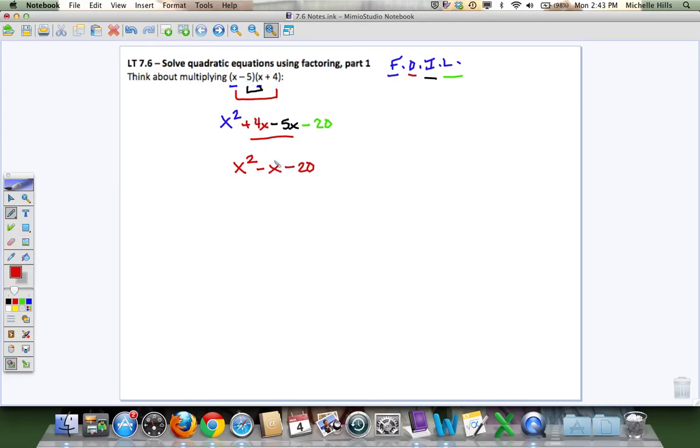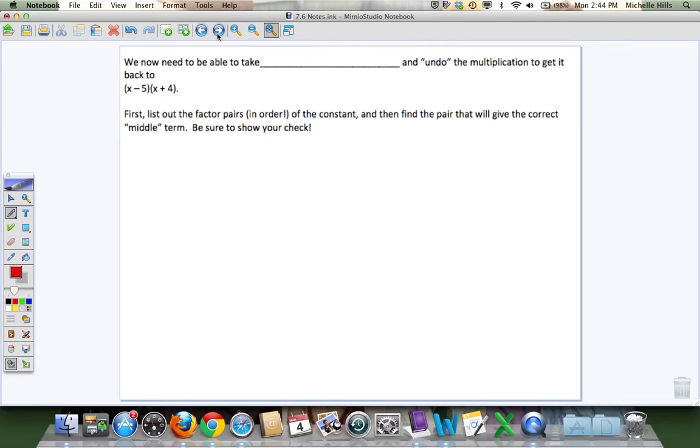But this minus 1x in the middle was actually a combination of two different things. It was the inside part of the multiplication, the negative 5 times the x to get negative 5x, and the outside, the x times the positive 4 to get plus 4x, to combine to give me the minus 1x. So when we're starting with x squared minus 1x minus 20, and we want to factor that, we know that the two things at the beginning of each of the sets of parentheses need to give me the x squared. So the way I get x squared is an x times an x.